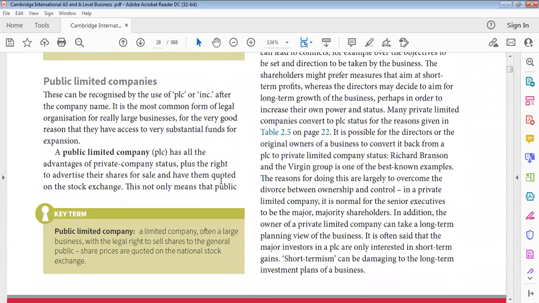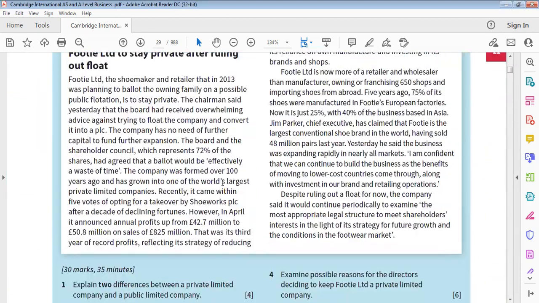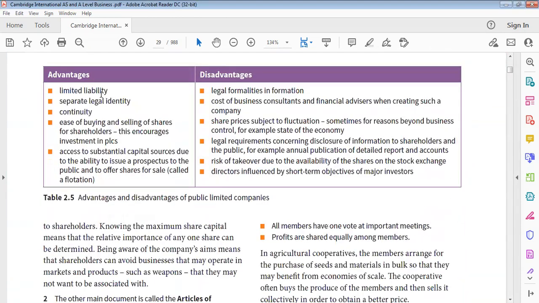Anyhow, you might face some inspection. Now let's go to public limited company, advantages and disadvantages. Limited liability, same as private limited companies. Separate legal personality, it's also the same. Continuity, it's also the same as the previous one.